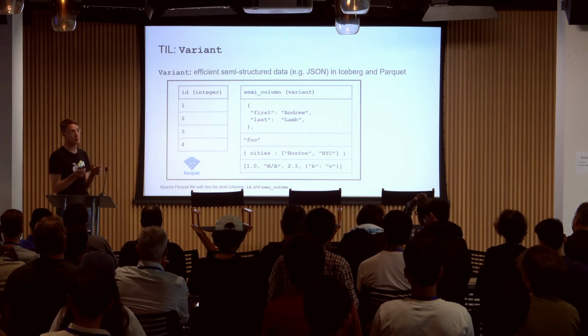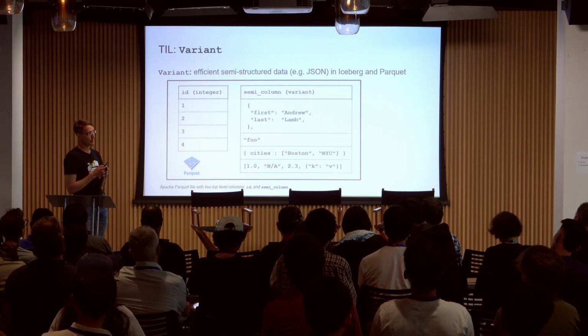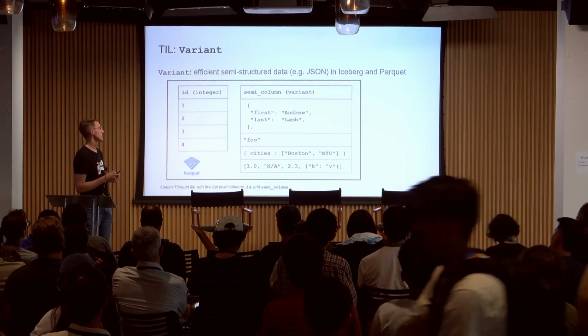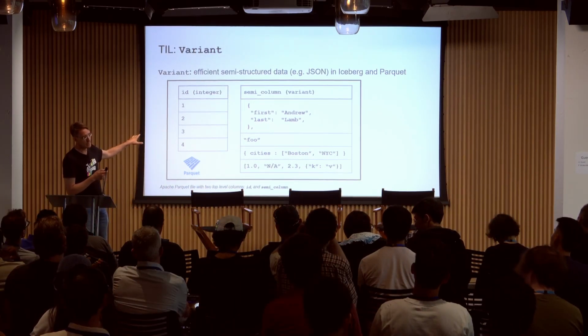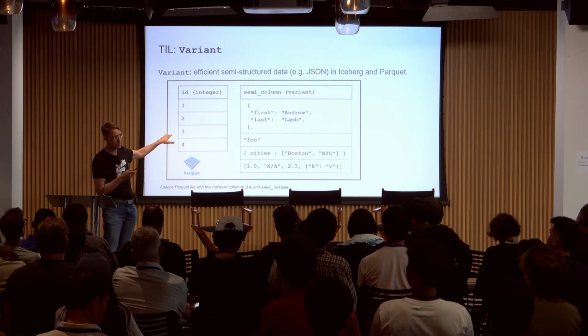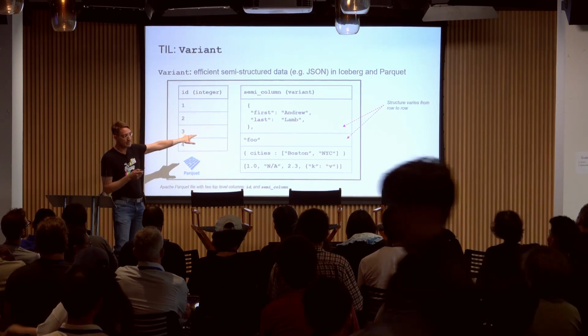So when people talk about Variant, what are they talking about? I think the major use case is storing JSON-like data in, I'm showing Parquet, but it's in the Iceberg spec. In this case, I'm showing a file that has two columns. It has an integer column, all you know and love, the structure column, and then it's got this variant thing.